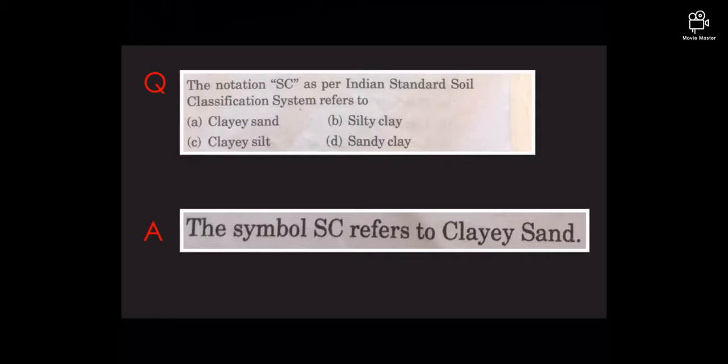The notation SC as per Indian Standard Soil Classification System refers to what? So it's a very simple question, and it was asked as a 1 mark question in the previous year's papers. So the symbol SC refers to what? Clayey sand.